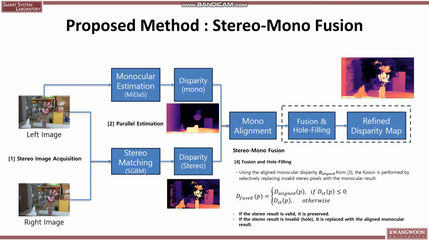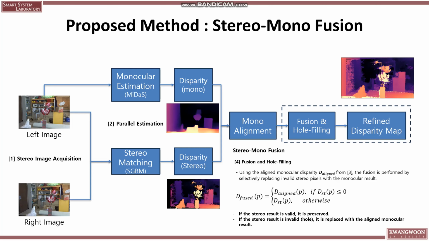Now I will show the final step of our pipeline, fusion and hole filling. The logic here is very straightforward. We want to preserve the high accuracy of the SGBM data wherever it is reliable. We only use the monocular data as a patch to fill in the gaps where SGBM failed.